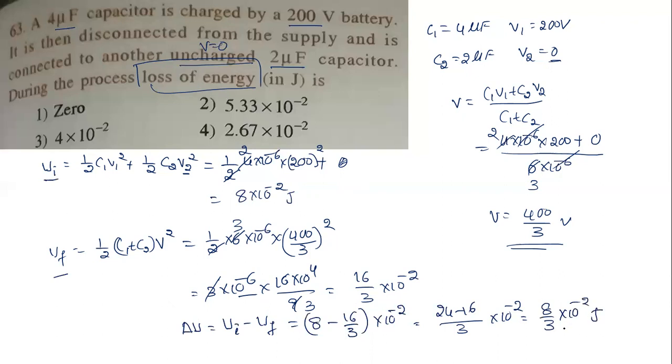So look at which option will be correct. 8 by 3 means 2.67. We get an answer, 2.67 into 10 power minus 2 joule. So the fourth option is correct for question number 63. That is what loss of energy means: find the initial energy, find the final energy, and take the difference. That's the reason, whenever you're finding final energy, potential remains common. First you need to find the common potential when they're connected. Yes, next question we see.